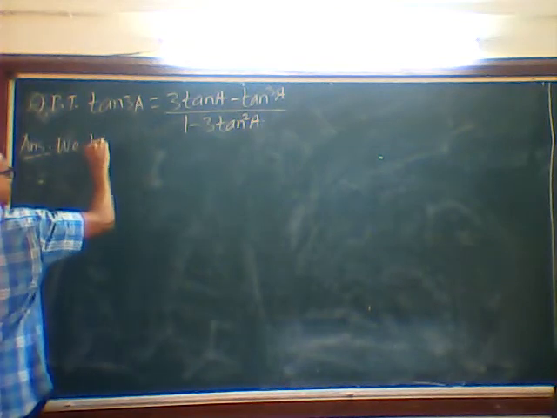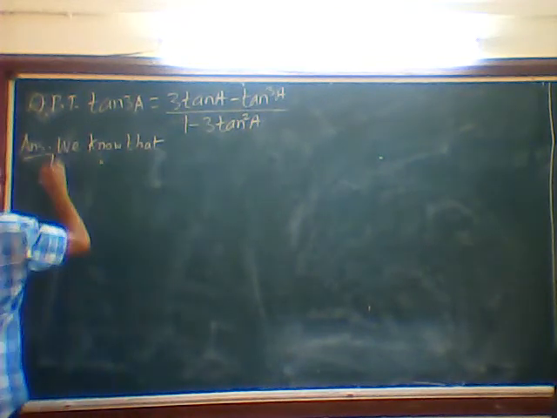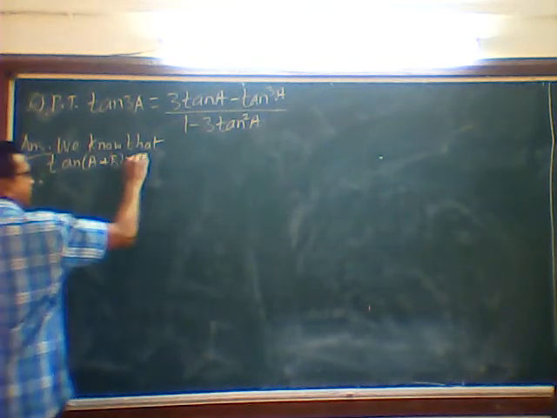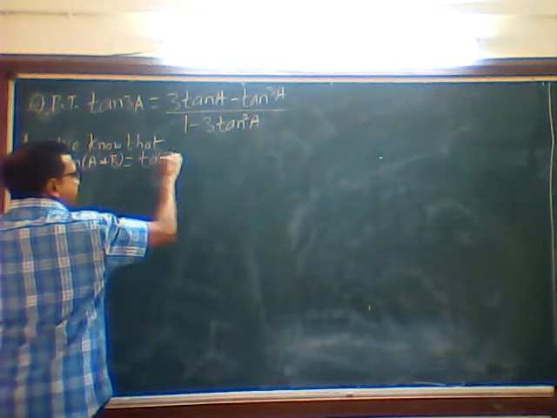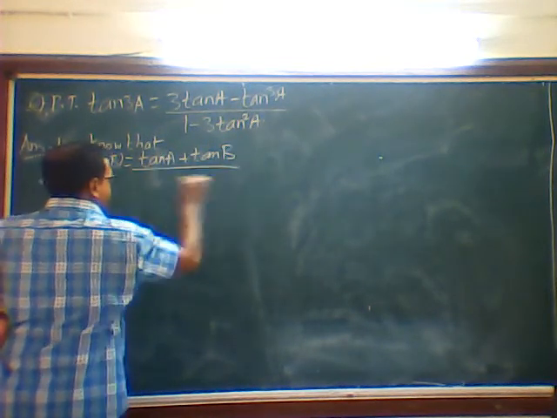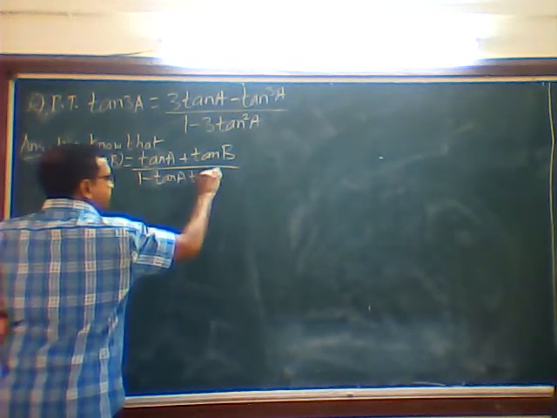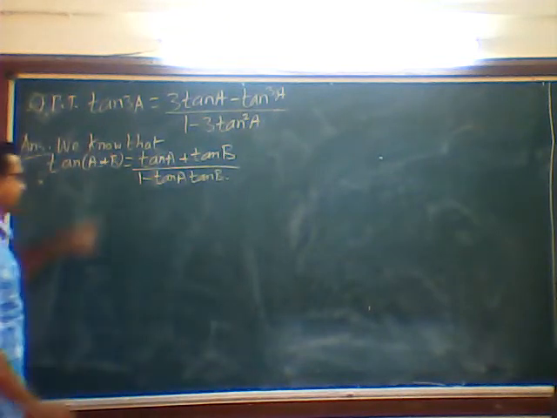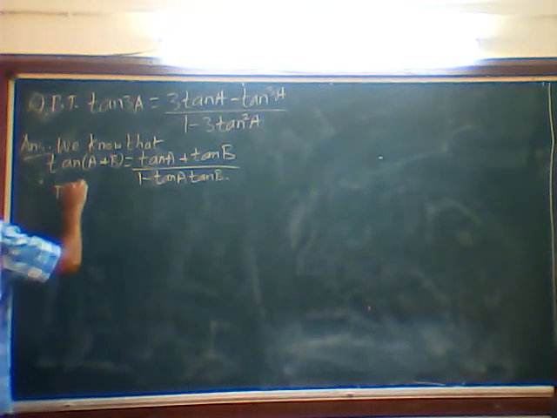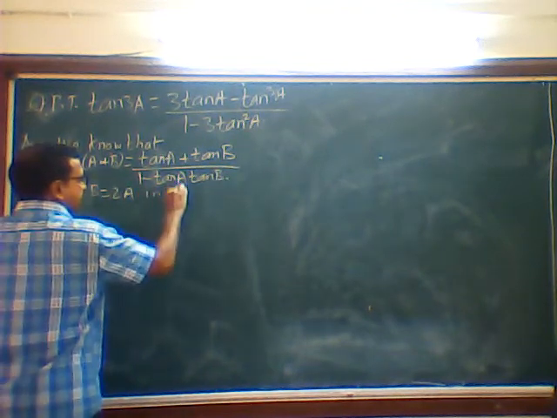We know that tan of a plus b is what? Tan a plus tan b divided by 1 minus tan a tan b. Okay, again I want here 3a, so I put b is equal to 2a. Put b is equal to 2a in the above formula.